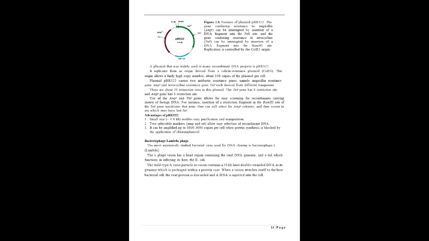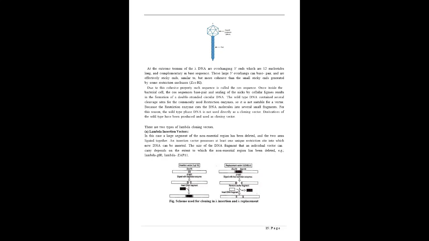Cool. Okay. Now the bacteriophage lambda phage consists of a head containing the viral DNA genome and a tail for infecting the E. coli. The wild type lambda virus contains a 50 kb linear double stranded DNA genome. The protein coat is discarded upon attachment to a host cell and the lambda DNA is injected into the bacteria. So that's how the structure of bacteriophage lambda looks. And then that's the lambda phage DNA.